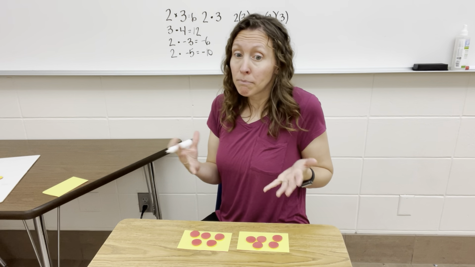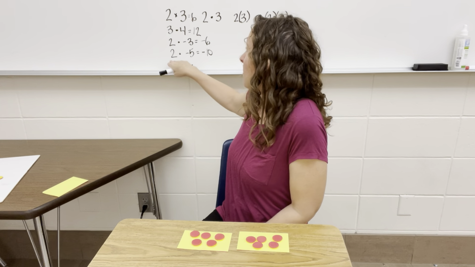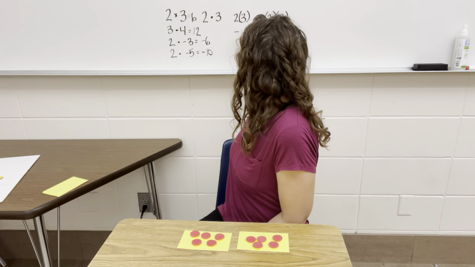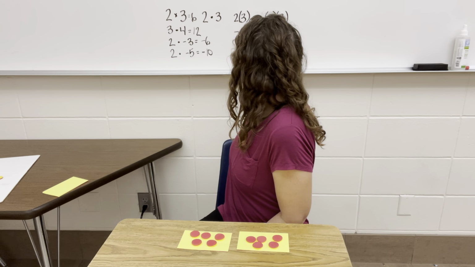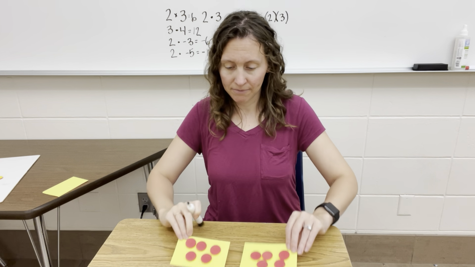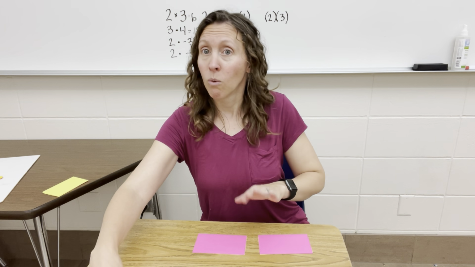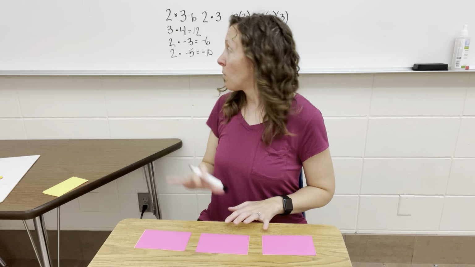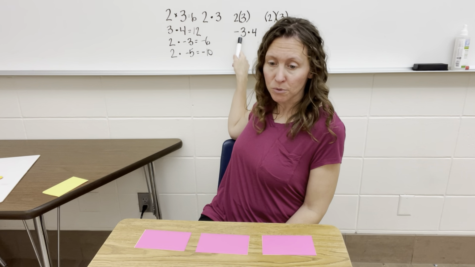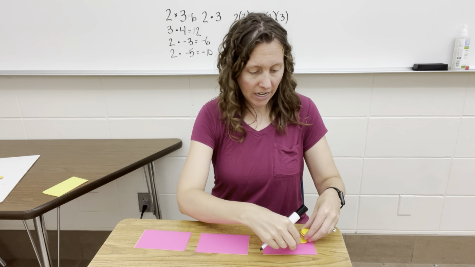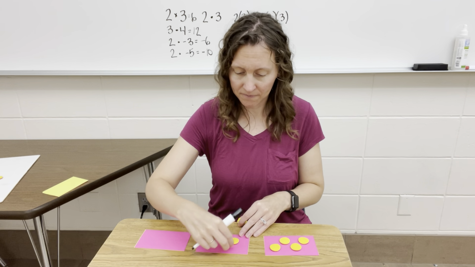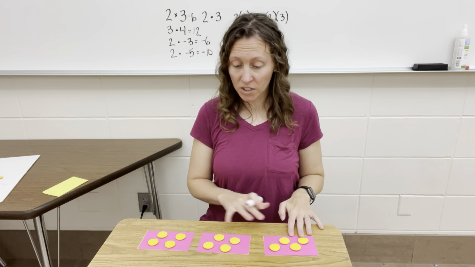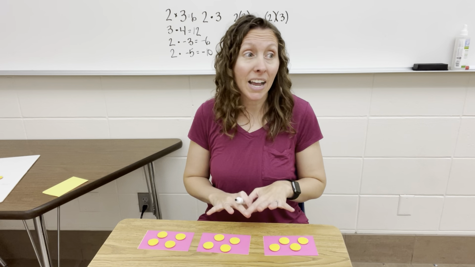All right, but maybe what happens if we have a negative number first? Let's try it. Let's try negative 3 times 4. This time I'm gonna have negative groups. We're gonna pretend these are red. The closest color I had was pink, so pretend these are red. So I have 3 negative groups. And in each group, I'm going to add 4 positives. All right, so altogether I have 12 positives, but I have negative groups.